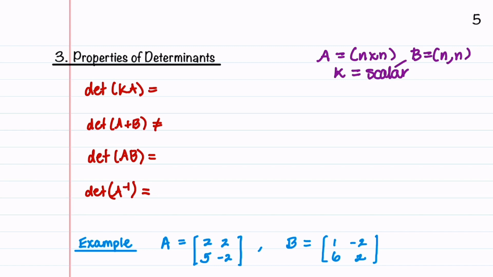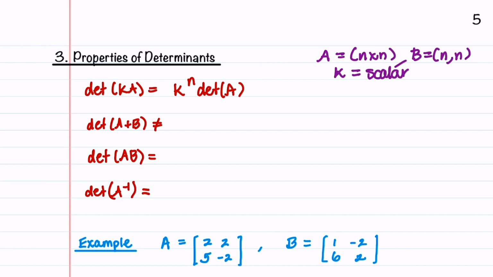Our first property is determinant of a scalar times our matrix A. And our matrix A is n by n. So this expression is equal to k to the n times determinant of A. When I have students complete this type of a problem, it's really common to forget about the n and just pull the k out. Our next one is determinant A plus B.